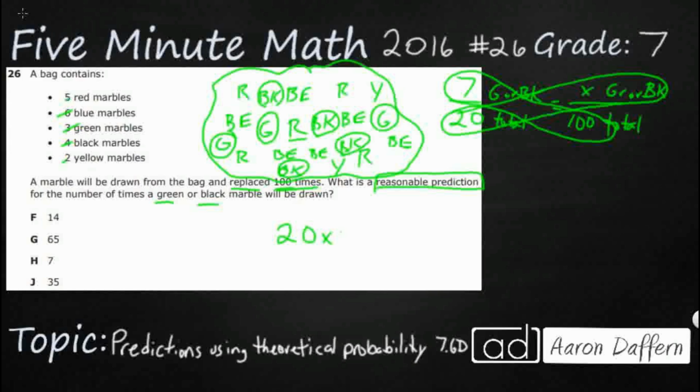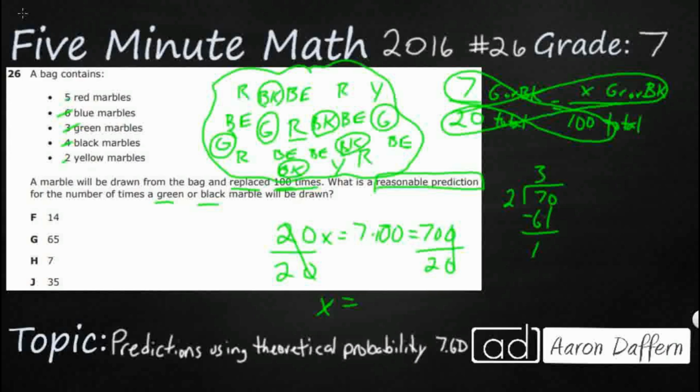So 20X equals my 7 times 100. It's pretty simple. That's 700. So 20X equals 700. Let's divide both sides by 20. And that's going to get me X equals 700 over 20. Let's go ahead and divide both by 10, drop a 0. Let's go, 2 goes into 70. That's going to be 6. Let's see, that's going to be 5. All right, so 35.